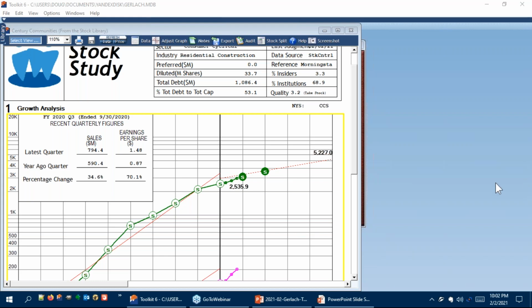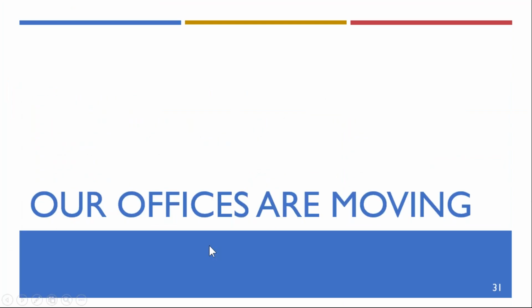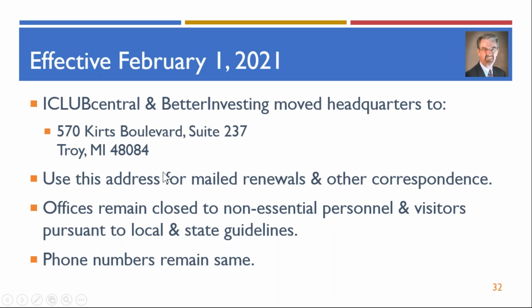All right. Well, I think that wraps it up for our presentation for the first inaugural session of our Tuesday Night Stock Club. I did want to remind you, if you haven't heard, that as of February 1st, Better Investing and iClubcentral moved their headquarters next city over in Michigan, one town further away from downtown Detroit, to the city of Troy, Michigan. So the address has changed.